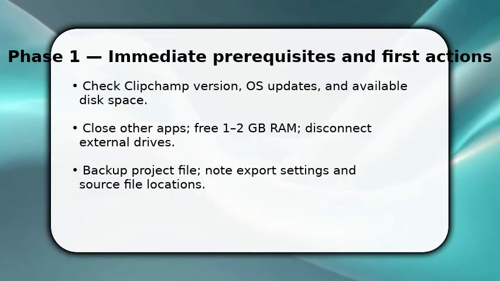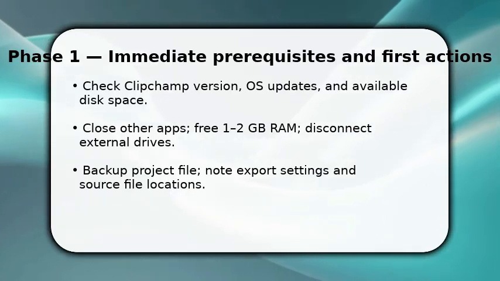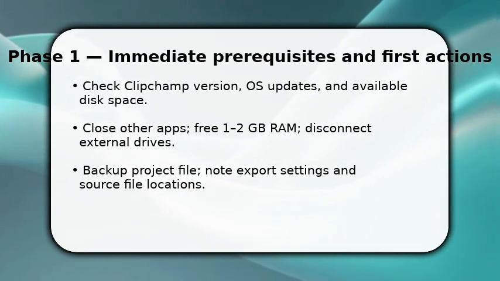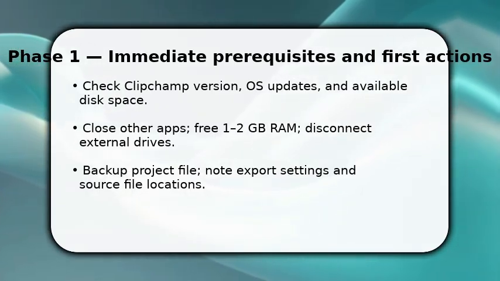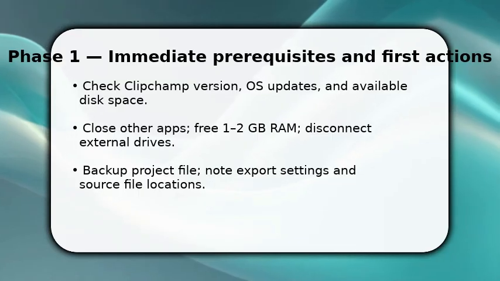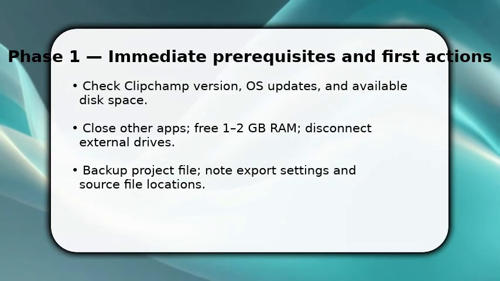You start by confirming the essentials: the latest Clipchamp build, and any pending OS updates. Once done, free memory by closing browsers and heavy apps. This prevents runtime conflicts. Make sure you have at least 1 to 2 GB free for stability, and back up your project file so nothing is lost.